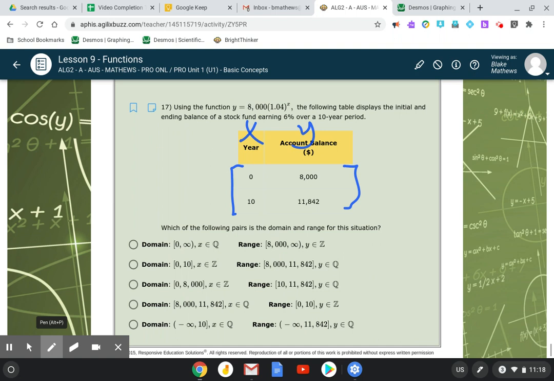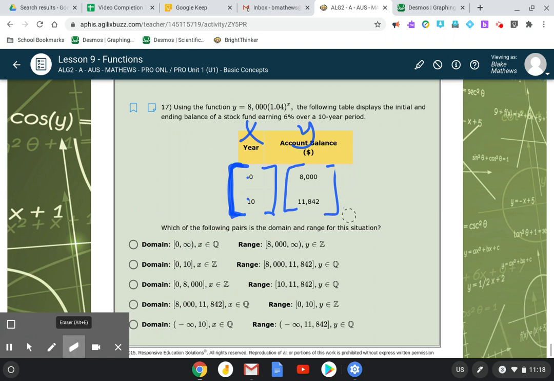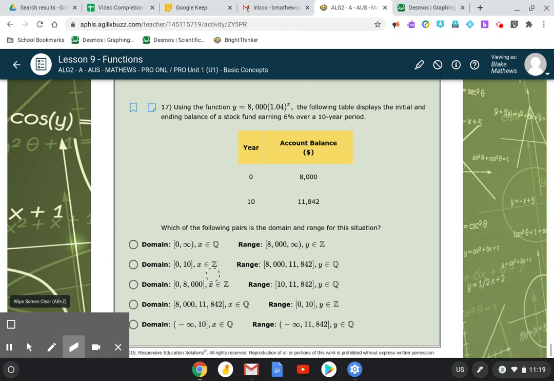Also, these are going to be bound by brackets because 0 and 10 are part of the value, and 8,000 and 11,842 are also parts of the value. So you need to find the domain and range down here that has these values bound with brackets. So I think you can figure that one out. Not too much complication there. They try to throw you off, but if you look at it closely, I think you'll see. And also, don't worry about any of these symbols over here. You just need to find the one that has these values bound by brackets.